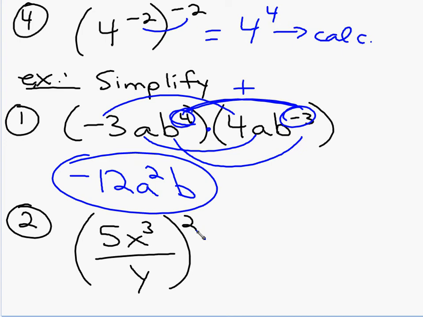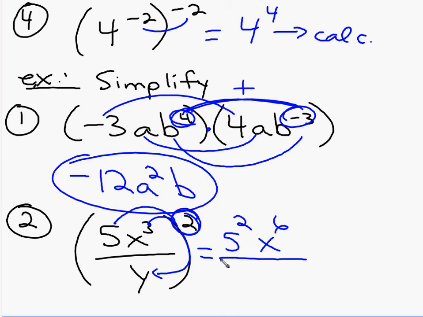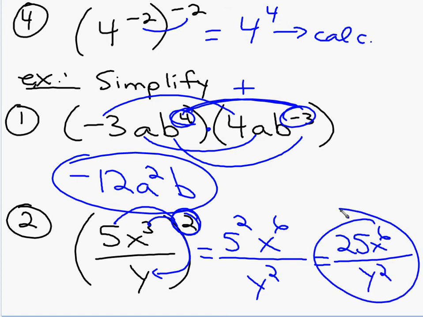Well, I have a power to a power, and I've also got a product and quotient and all kinds of junk going on the inside. So this is a good one for us to go over. This second power has to go to everything inside. So I'm going to have 5 to the second, x to the 6th. Power to a power, you multiply. All over y to the second. We could clean that up a little bit and make it 25 x to the 6th over y to the second.